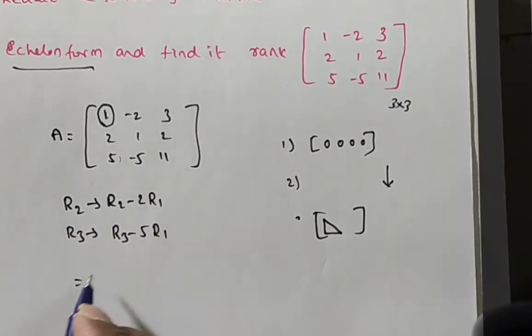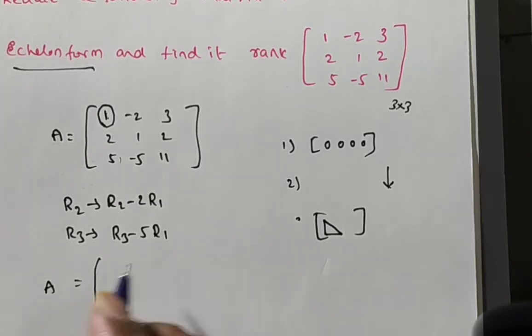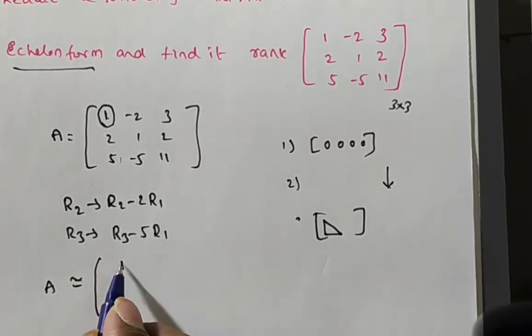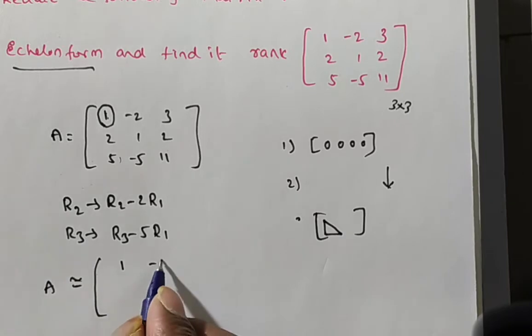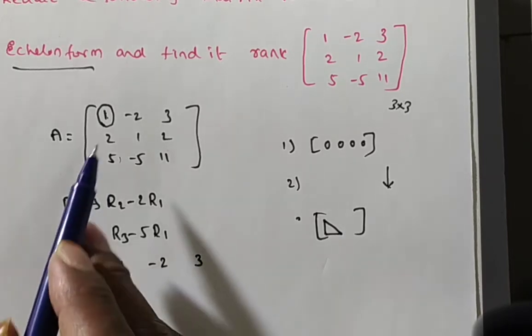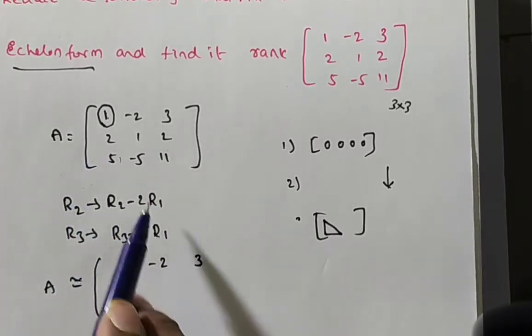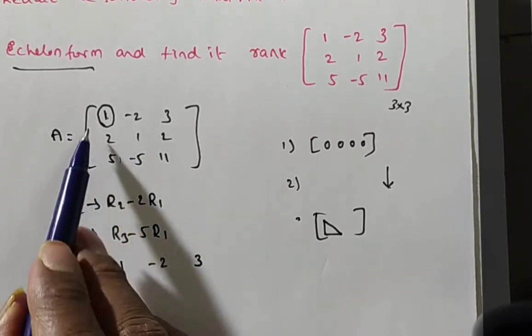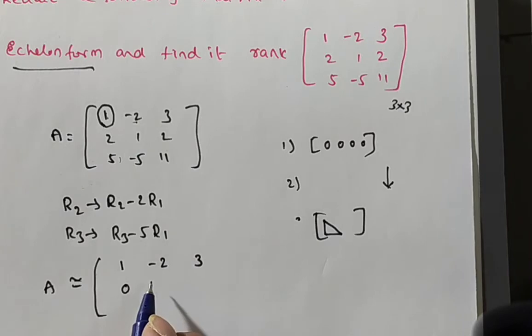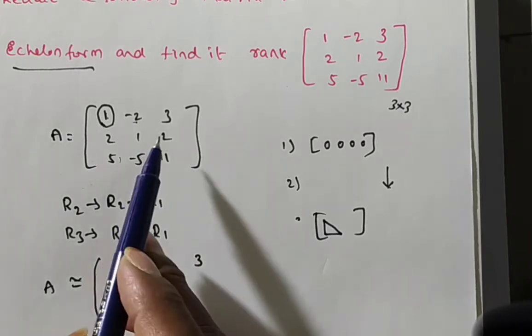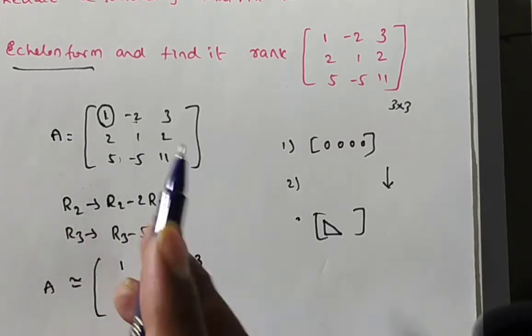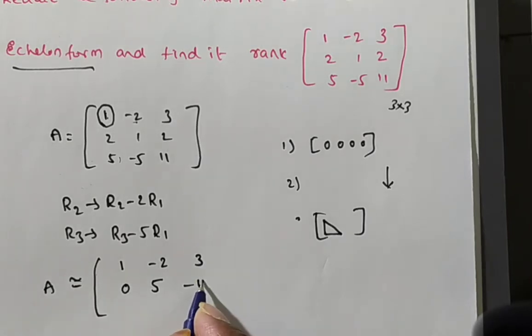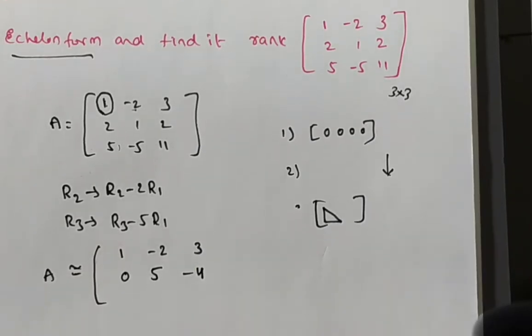Now if we apply these, A is equivalent to the first row, are you applying any operations? No, so this is as it is. In the second row you are applying R2 minus 2 R1. So 2 minus 2 is 0; 1 minus of minus 2 is 1 plus 4 is 5; next 2 minus 6 is minus 4.